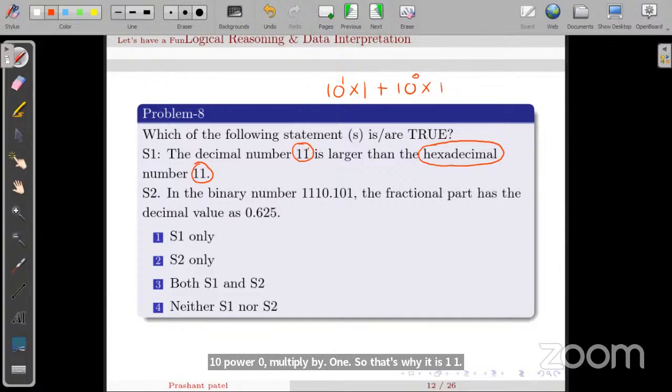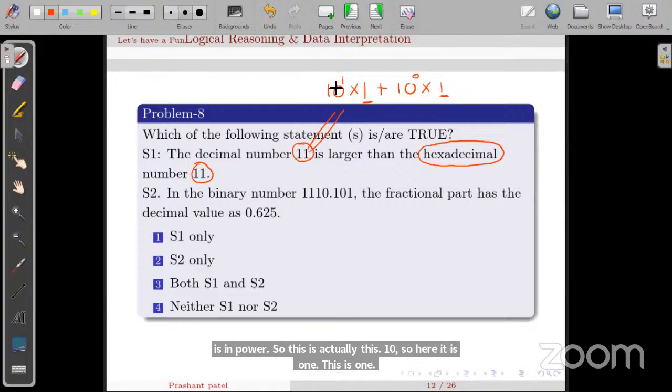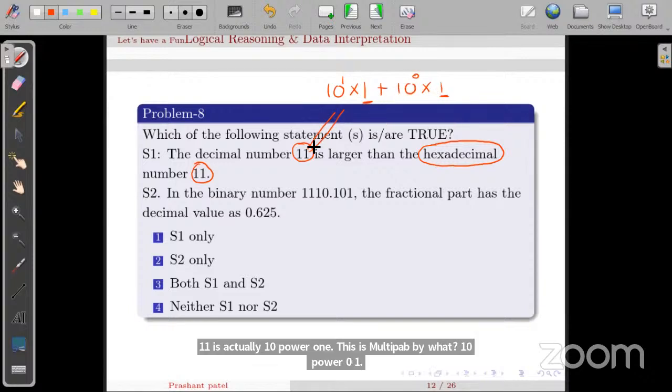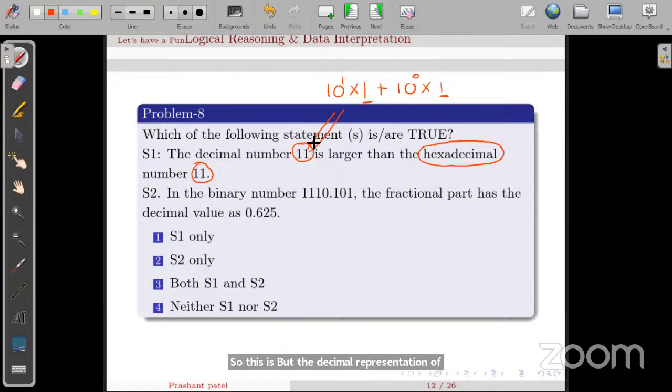So here this 11 is actually 10 power 1 multiplied by 1, plus 10 power 0 multiplied by 1. This is the decimal representation of 11. Here it says 11 is a hexadecimal representation, 1, 1. I'm just saying 11, but it is actually 1, 1.